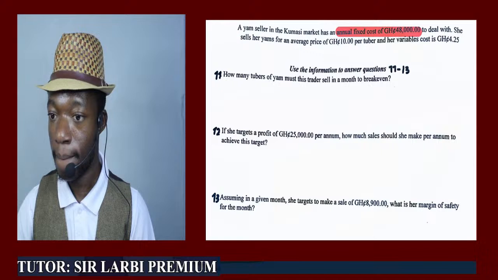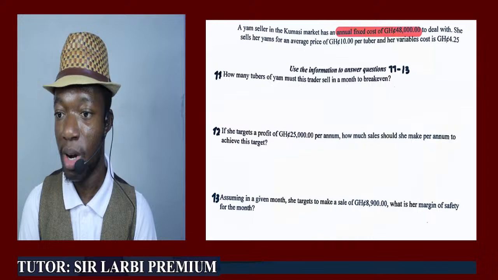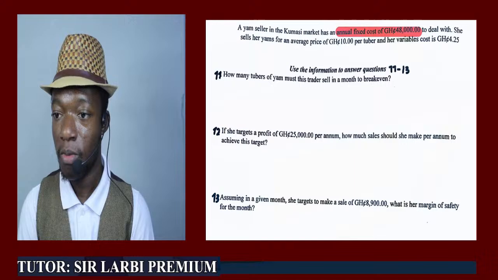Okay. To deal with, she sells her yam for an average price of 10 Ghana cedis per tuber, and her variable cost is 4.25 Ghana cedis. So you are asked to use this question to answer question 11 and then up to question 13.